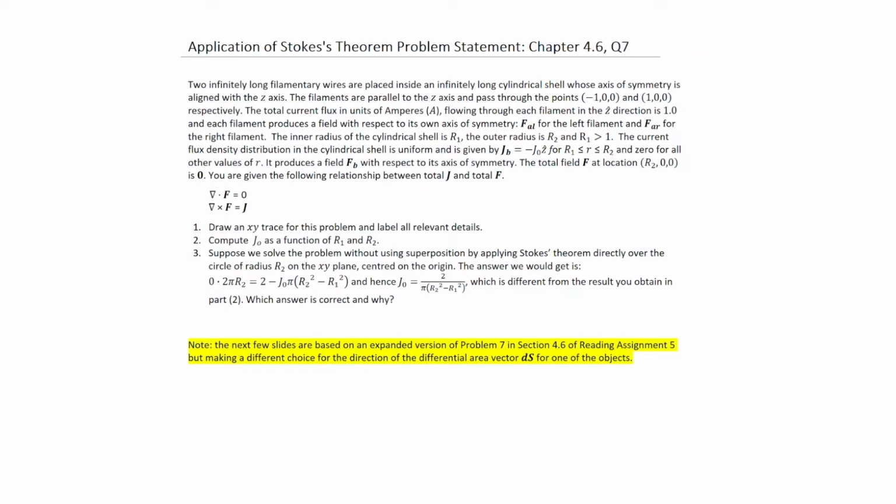So the next few slides are based on an expanded version of problem 7 in section 4.6 of reading assignment 5, but making a different choice for the direction of the differential area vector ds for one of the objects.